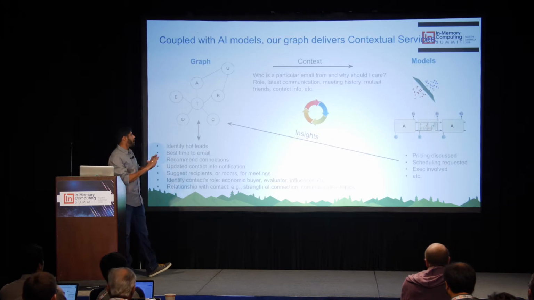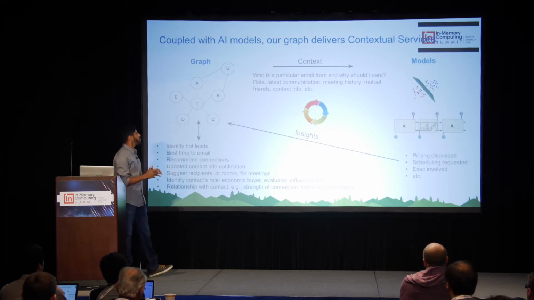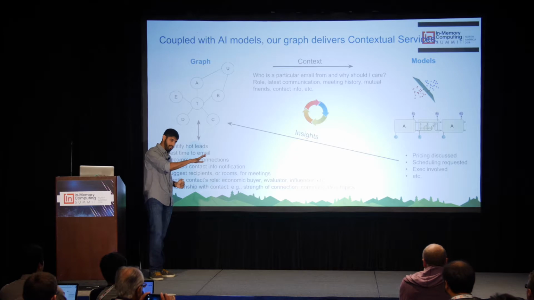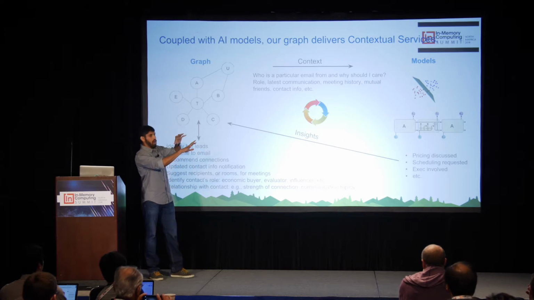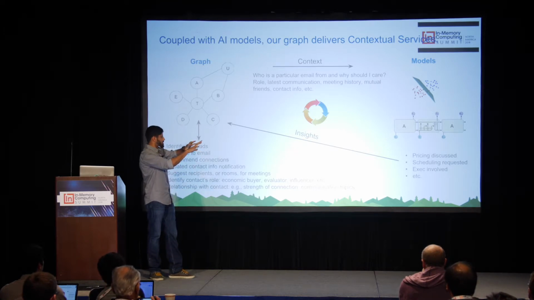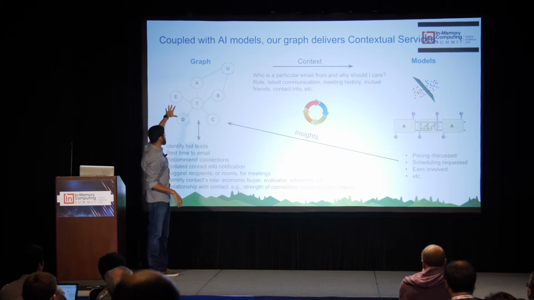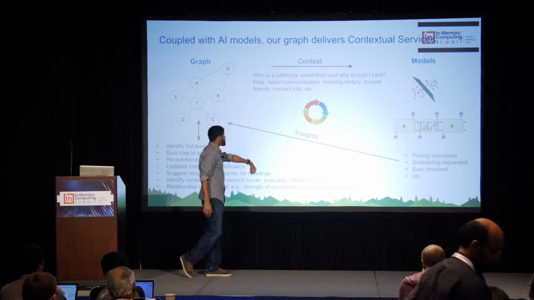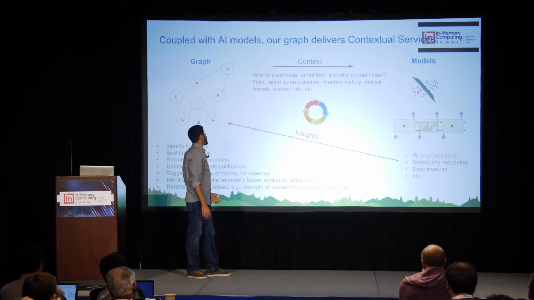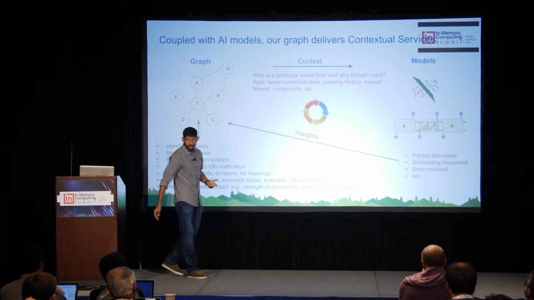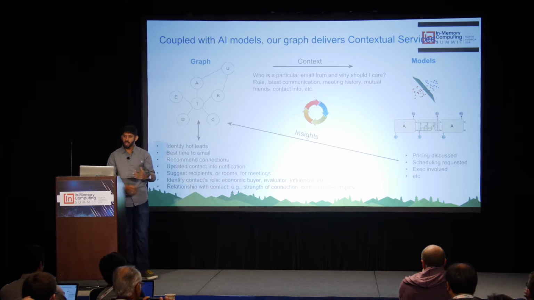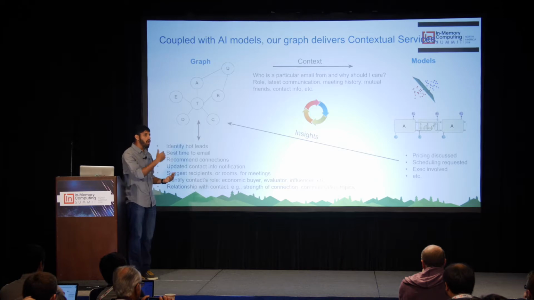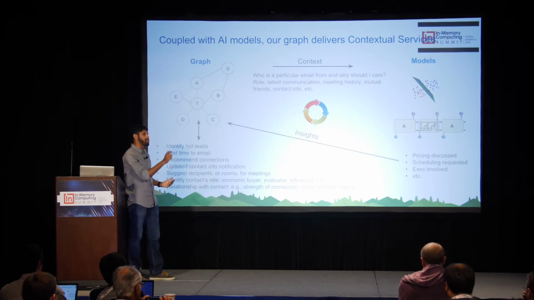And now, since we have the graph built, how can we use this existing representation of the graph, and how can we add those contexts to generate the closest connections? What we call Conditional Services. So we have a graph here, and with all these graphs, we are trying to generate: who is a particular email from, and why should I care, what is the role, what's the latest communication, what's the meeting history, who are the mutual friends, what is the contact info. There's a lot of information we can gather from each and every conversation.